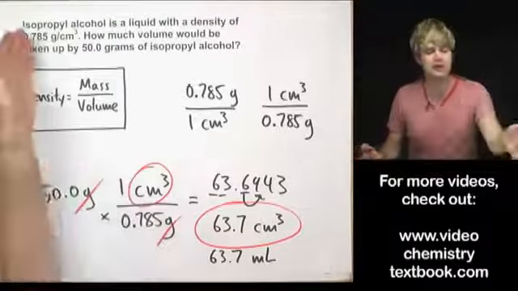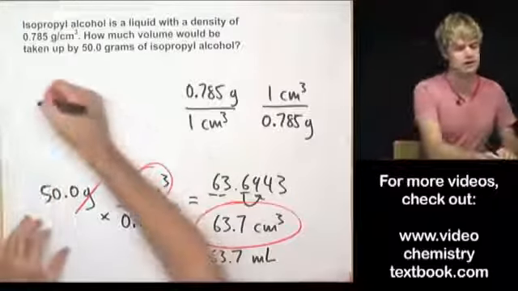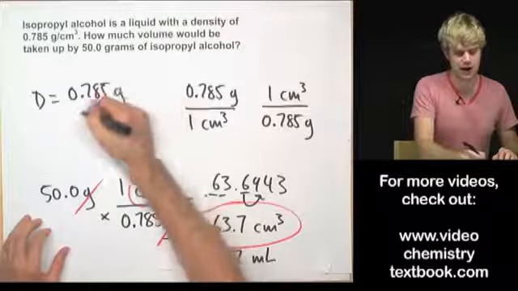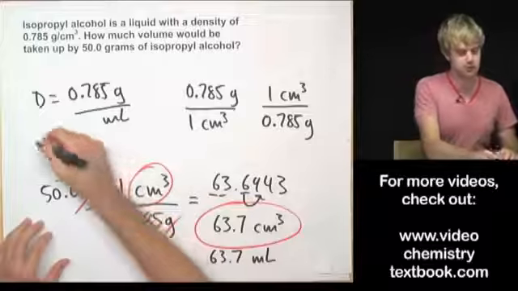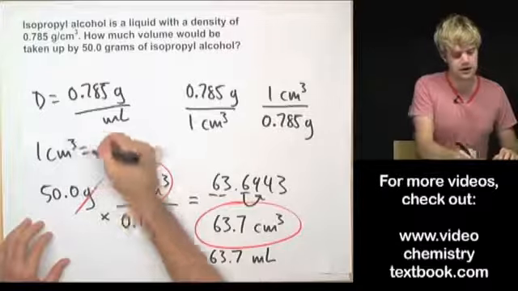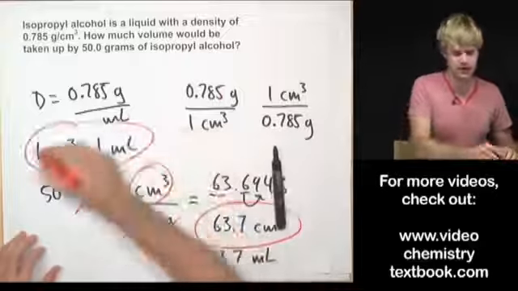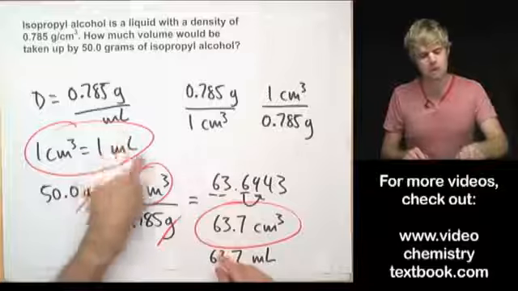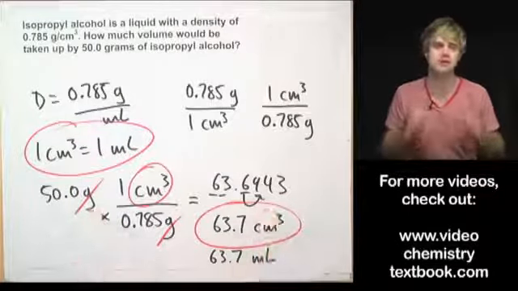And also, because isopropyl alcohol is a liquid, if we wanted to be super picky, we could say that it had a density of 0.785 grams per milliliter. But it's the same thing. Remember that 1 cubic centimeter equals 1 milliliter. And if your teacher's really picky and you're talking about liquid, you might want to use milliliters instead of cubic centimeters, but it's the exact same thing.